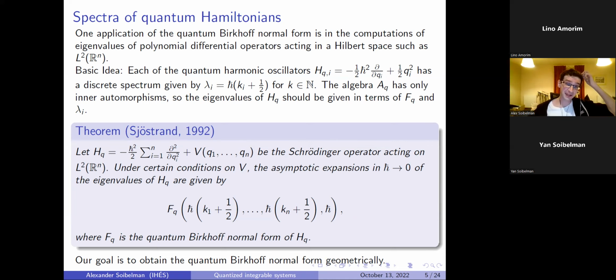So from now on, this is going to be the motivation, but from now on I'm essentially just going to be explaining different geometric interpretations for the quantum Birkhoff normal form.